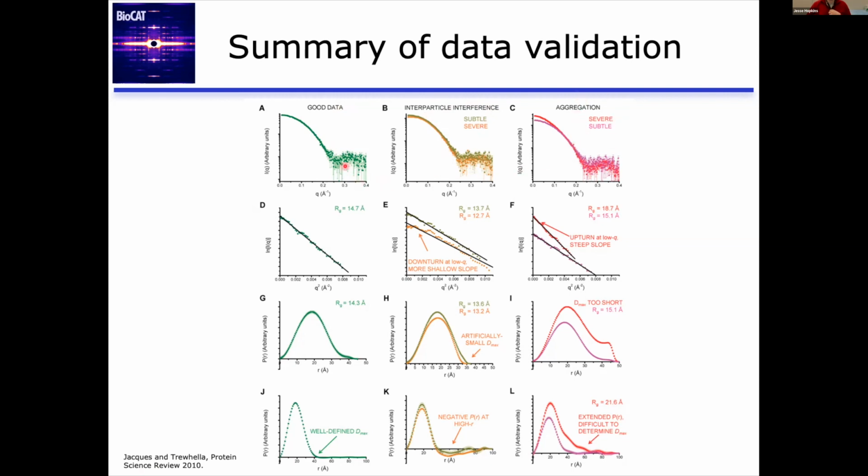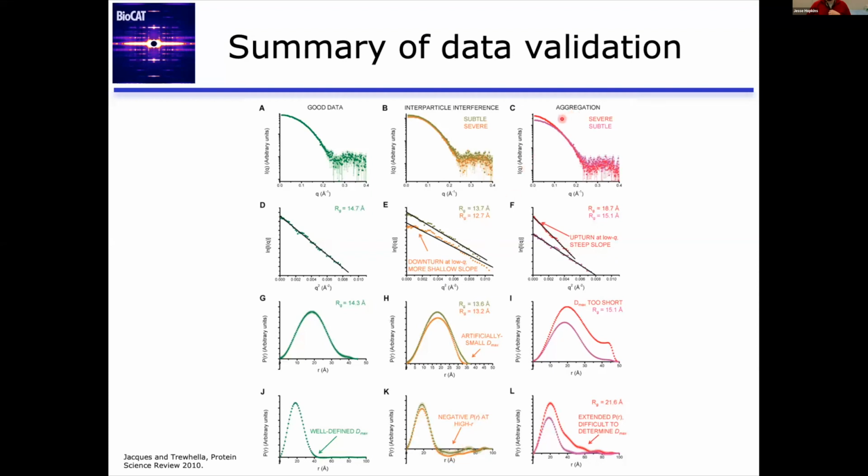And now you should be able to recognize what this is showing, right? Good data has a nice linear Guinier range, has a well-defined P of R function that drops smoothly to 0. And if you extend out the Dmax, that P of R function stays near 0. Interparticle interference shows downturns in the profile. The RG value goes down. You can see this curvature in the profile. The Dmax is artificially small in the P of R function. And the P of R function, if you extend it out, goes negative at larger R values.